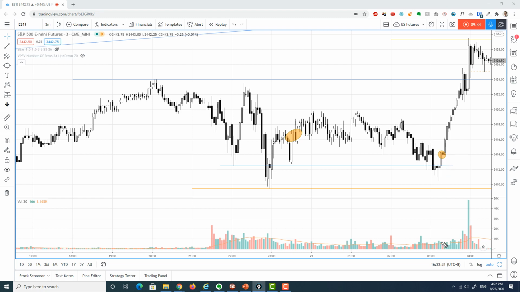So you can see that this is around 3 o'clock. I think it's about 3:15 a.m. My time here is around 3:15 p.m. in New York time. So we can see that this reaction actually had another spring type of action if we base it on this support level at around 3412.